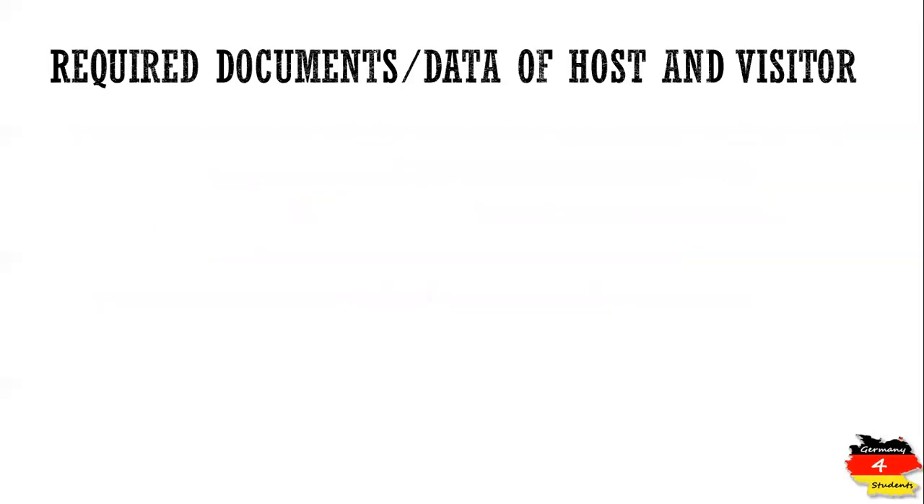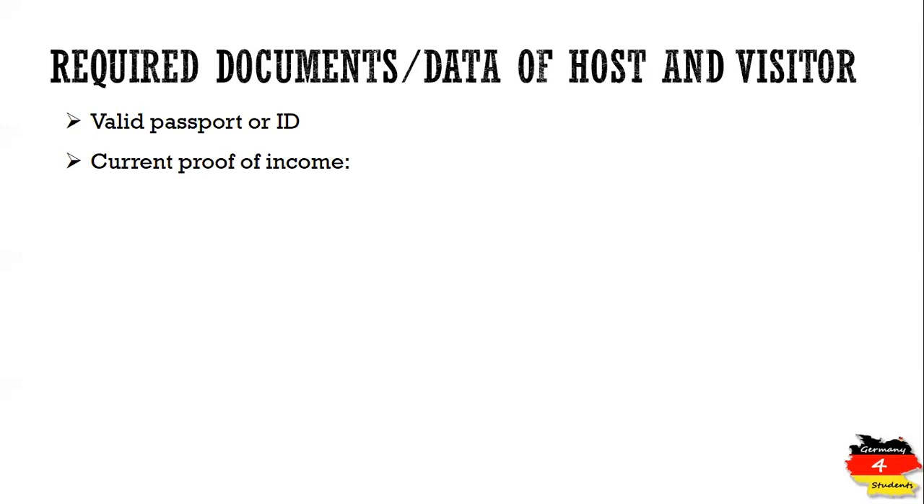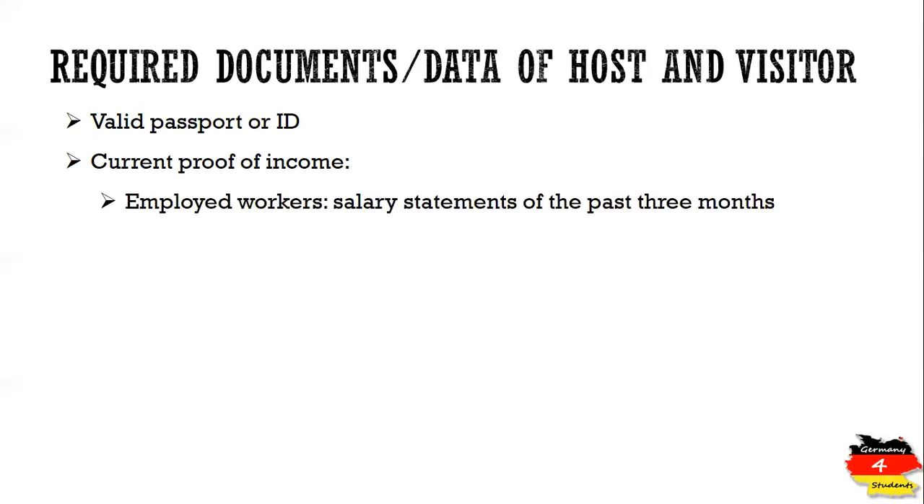Now we talk about the required documents or data of host and visitor. First, we start with the host, and you as an applicant must go to the Ausländerbehörde along with a valid passport or ID. You must show the current proof of income, which can be done in different ways. If you are an employed worker, if you are an employee, you must take 3 months of your salary slips, the previous 3 months of your salary slips.